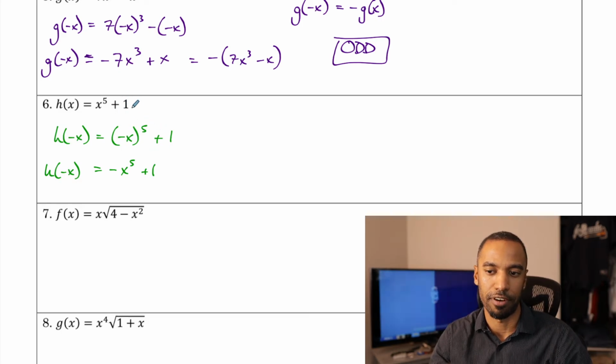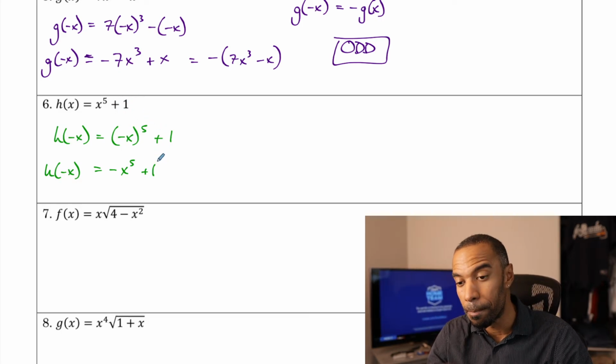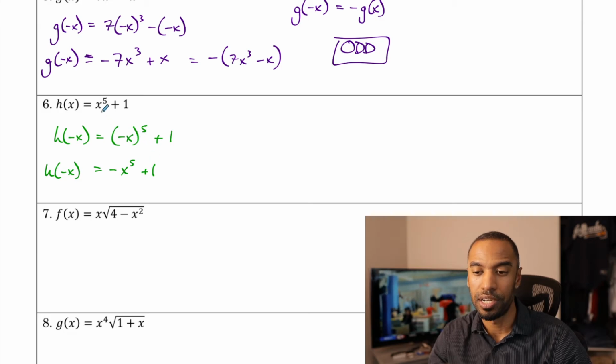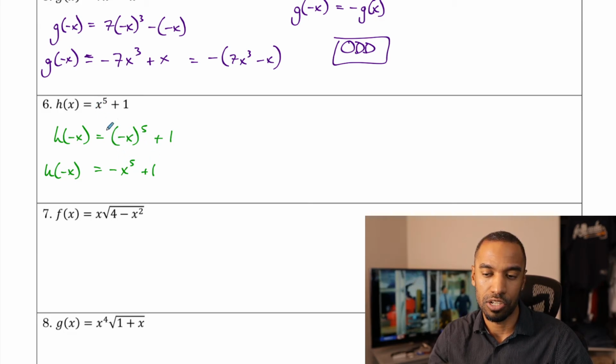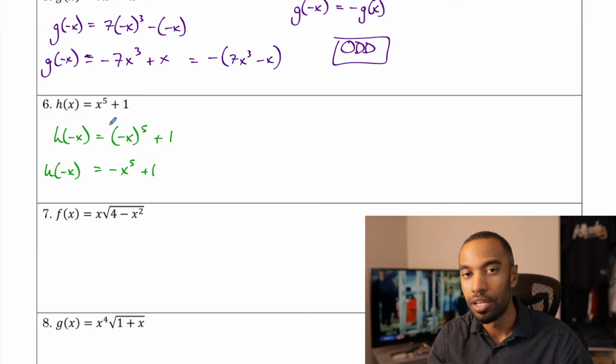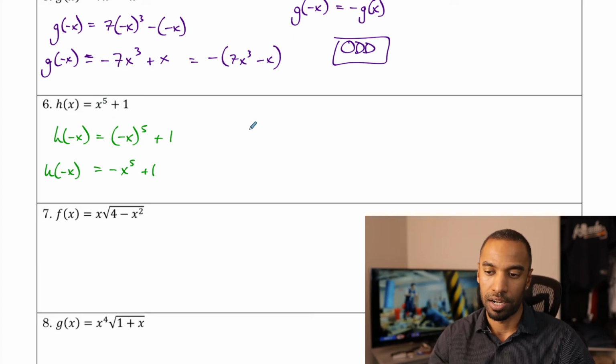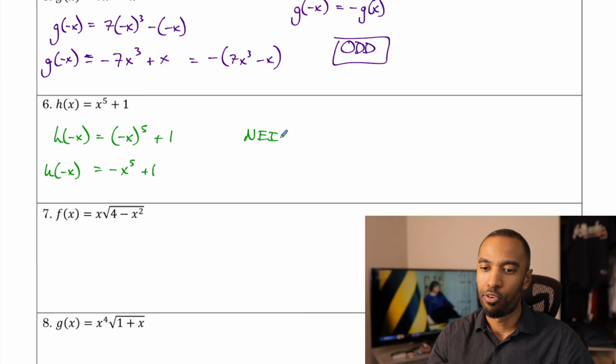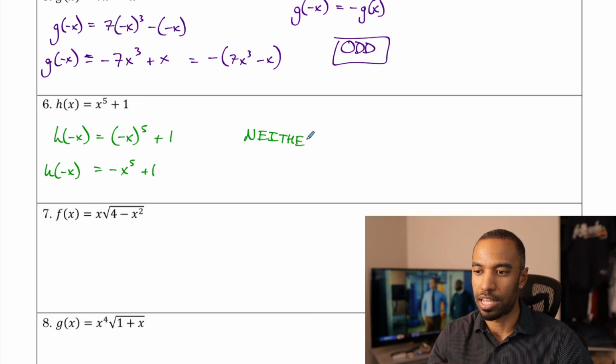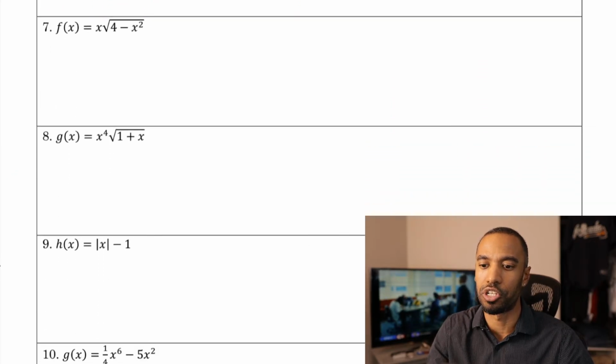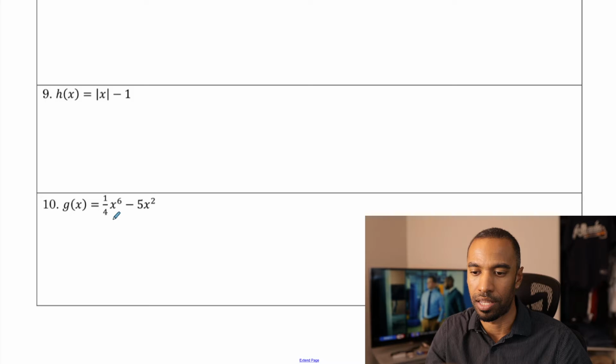Never could have been an odd function because the y-intercept is not at 0, 0 at the origin, and these signs change, so it's not identical. This is not even, this is not odd, this is neither. Now before I move on to the last 4, because I think we're going to get different kinds of functions here, I see a radical function, an absolute value, and well, that one's a polynomial.